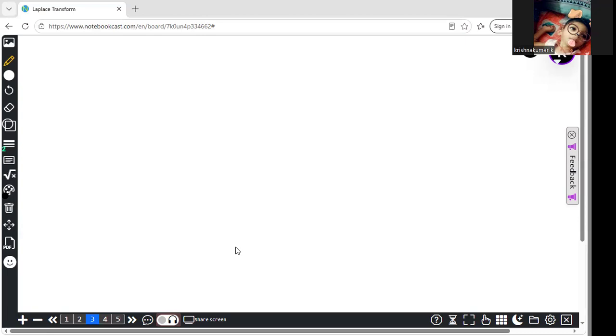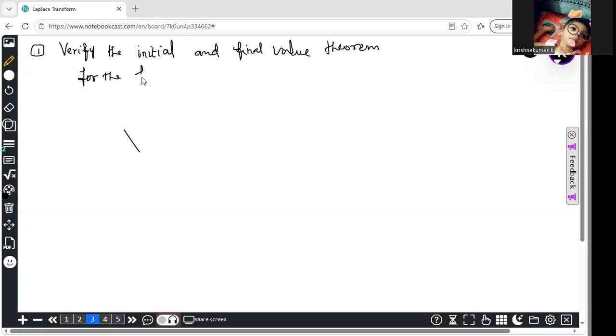First problem, verify the initial and final value theorem for the function f of t is equal to e power minus 2t cos 3t. We look at the solution.